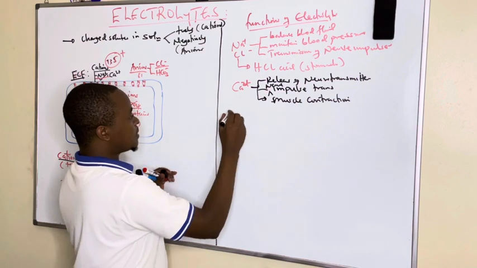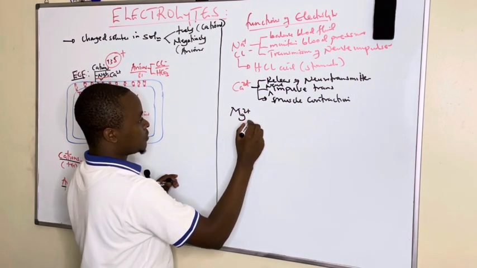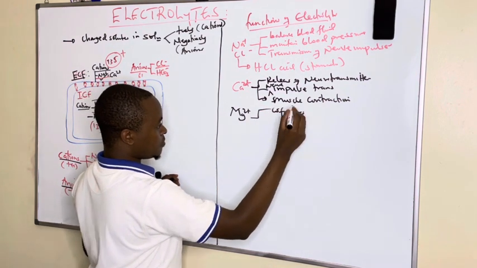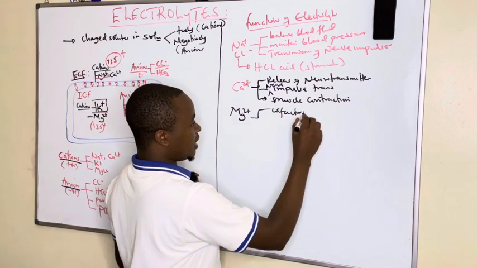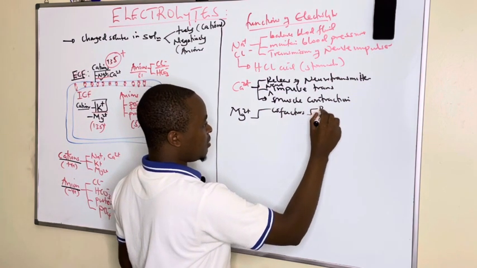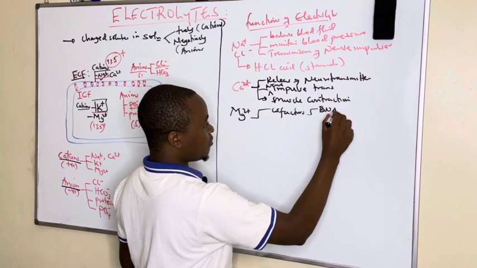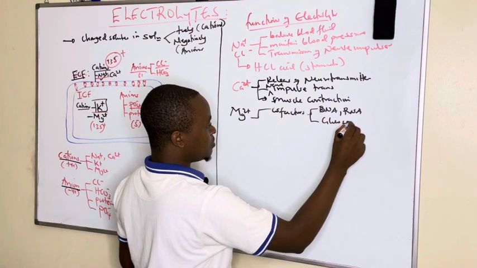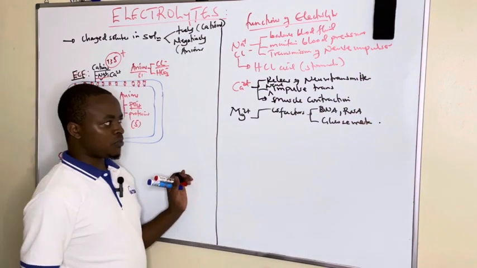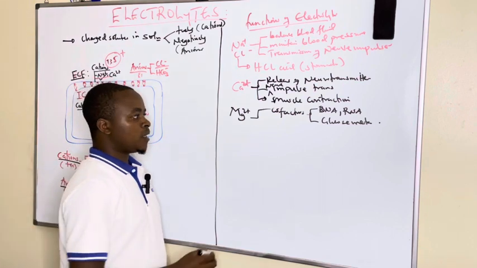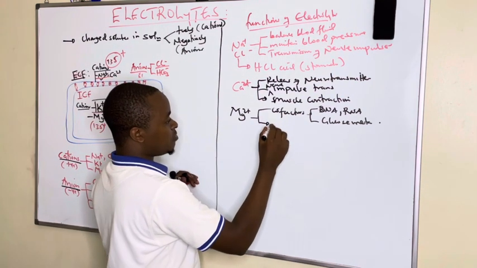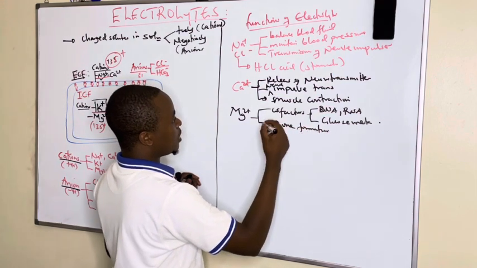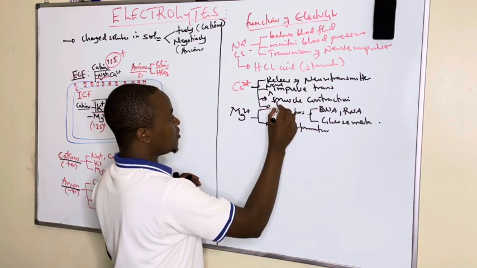Then electrolytes like magnesium play a big role in acting as cofactors in the presence of different enzymes that catalyze reactions like the DNA and RNA formation, that is hexose monophosphate shunt, acting as a cofactor in glucose metabolism, and many other enzymes which need magnesium as a cofactor. Magnesium also helps in bone formation, and not forgetting that calcium also participates in bone formation.